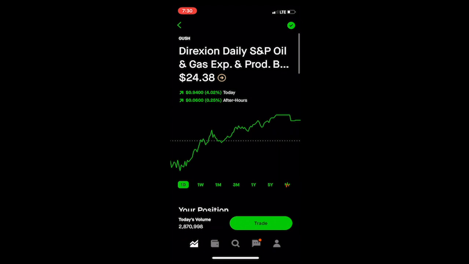Now let's go to a stock that I'm not doing too good in. Here's GUSH. This is a gas ETF. For those that don't know what an ETF is, here's stock trader Andante to explain it.